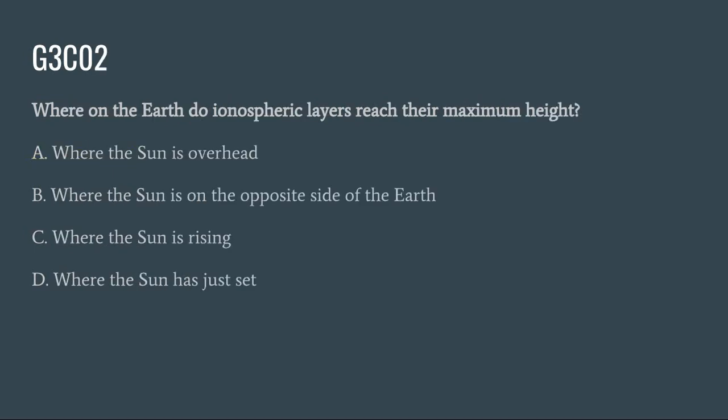G3C02, where on the Earth do ionospheric layers reach their maximum height? A, where the sun is overhead. B, where the sun is on the opposite side of the Earth. Or C, where the sun is rising. D, where the sun has just set. Correct answer is A, where the sun is overhead.